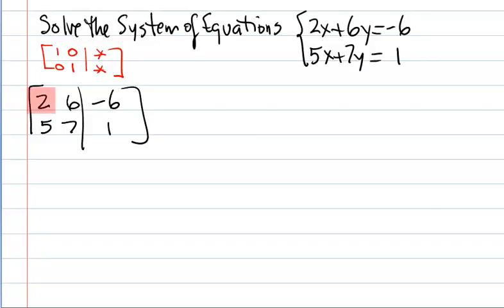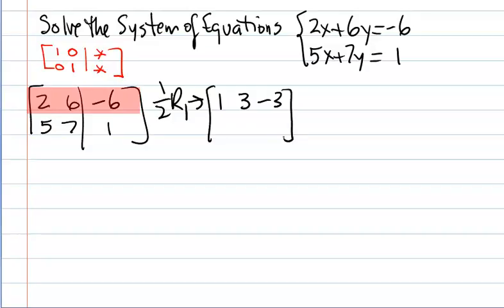I have in this position right now a 2, and I need it to be a 1. 1/2 row 1 is going to change that into a 1. Multiply everything across the top row by 1/2. And the second row stays the same.